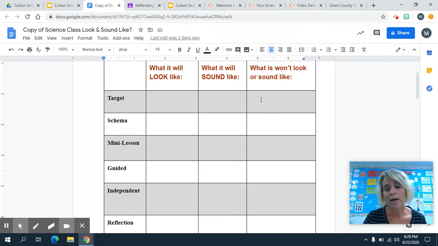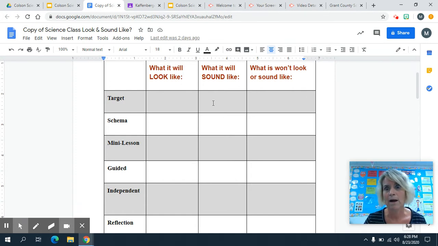For instance, if we were talking about the hallway and a hallway expectation, we know that it might look like boys and girls standing in the hall. For right now, we're going to be about 6 feet apart unless we have on our mask. What does it sound like? Well, usually it sounds very quiet in the hallway.